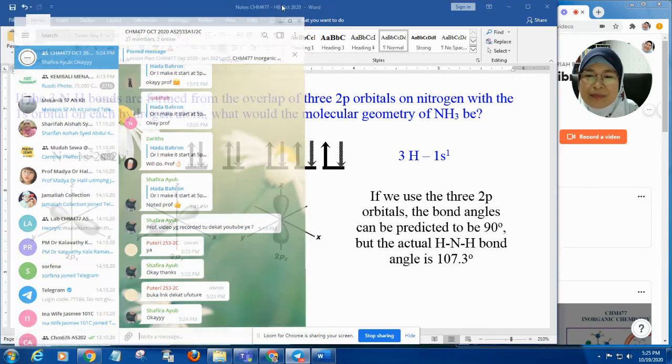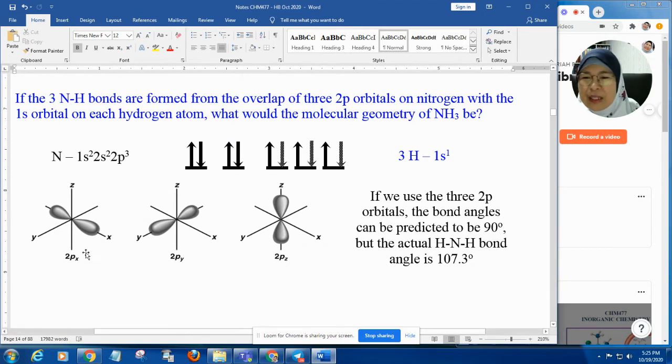Thank you, Chef Putri. You are saying that if this is true, then the shape of ammonia would be one bond like that, and H, one bond like this, and H, and another bond 90 degrees outside to that. So you would have nitrogen and NH to the front, and NH on the side. You're going to have a 90 degree bond angle between the three N-H bonds. If we use the three 2p orbitals, the bond angles can be predicted to be 90 degrees.